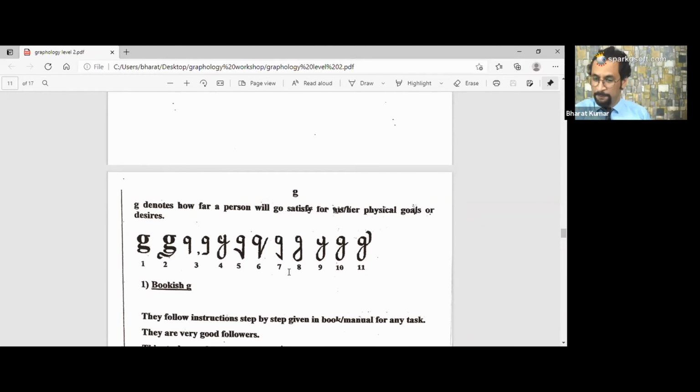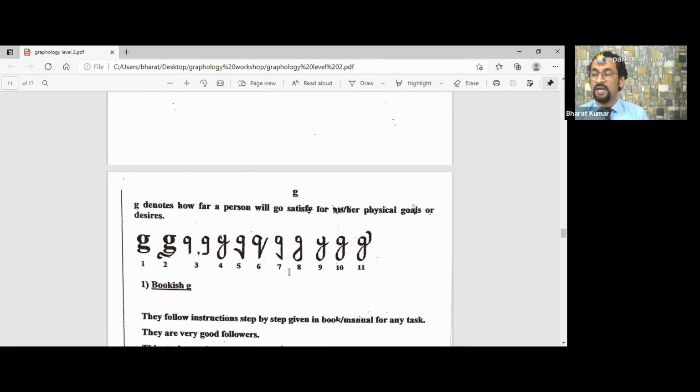Now come back to the point. So talking about the eighth kind of G. Now, the eighth kind of G: lower loop is closed, upper loop is closed. Lower loop is larger than upper loop. So there is a frustration in the sexual desire. Lower loop is actually about desire. Upper loop is about satisfaction. So check now, point 8. Desire is greater, satisfaction is lesser.